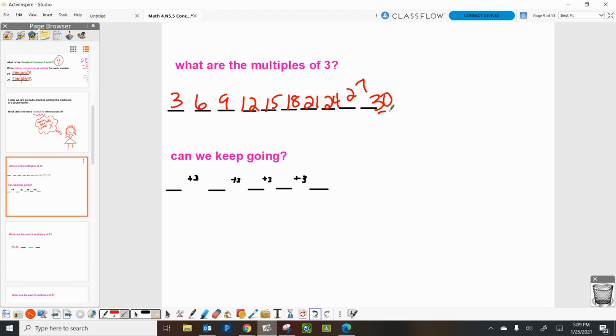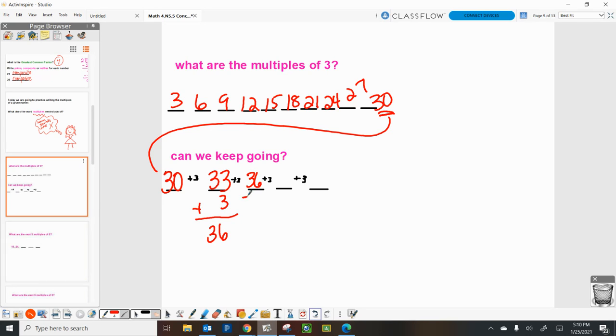We can keep going. Let's take this 30 and put it here. Well, what's 30 plus 3? 33. Plus 3 more. Well, what is that? It's 36. Plus 3 more. 39. Plus 3 more. 42. And I could keep going.